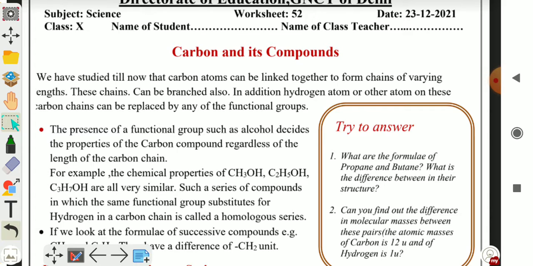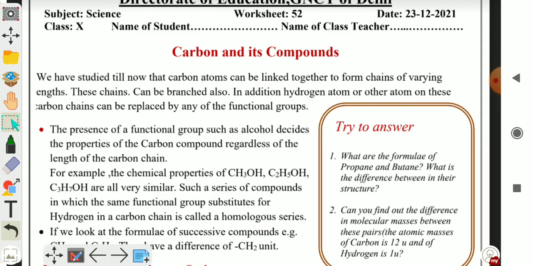52, carbon and its compound. In this worksheet we will discuss homologous series. We have studied till now that carbon atoms can be linked together to form chains of varying lengths. These chains can be branched also.